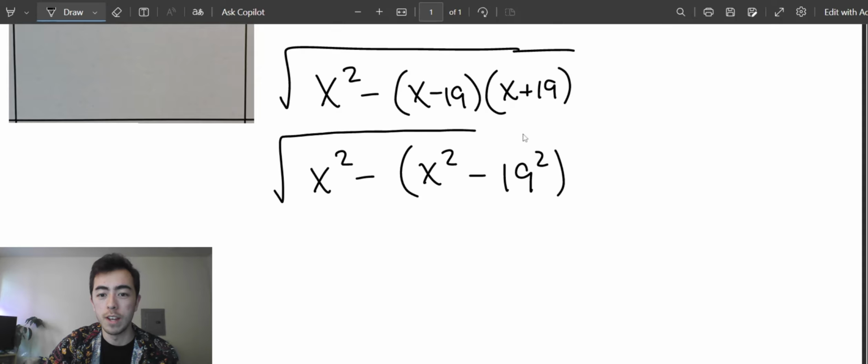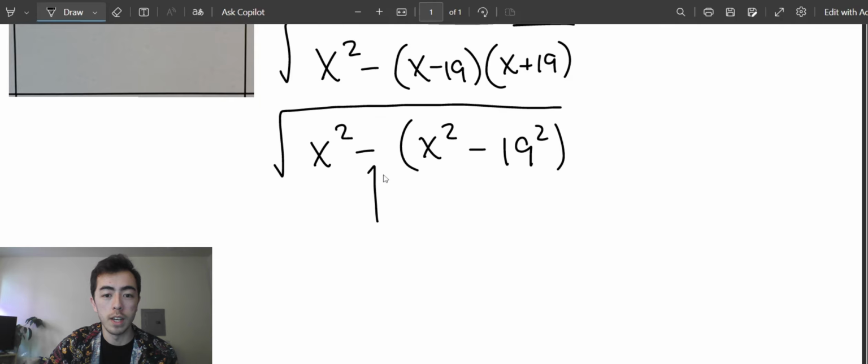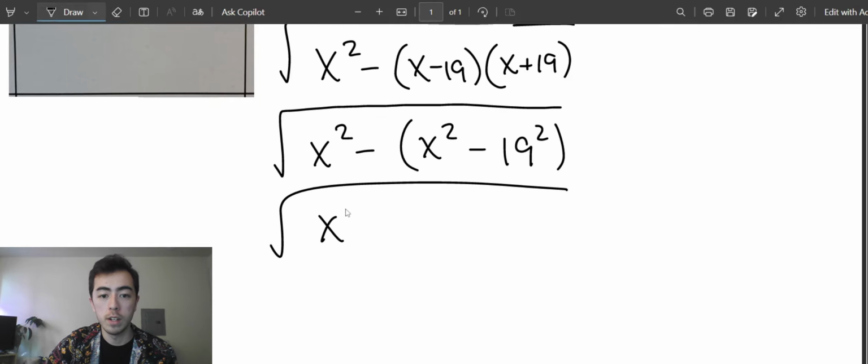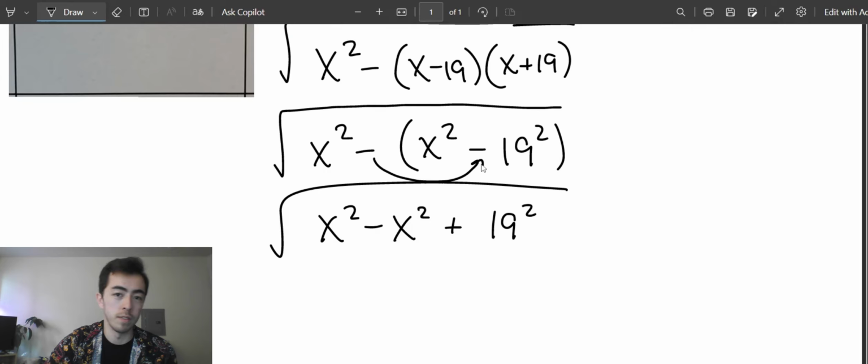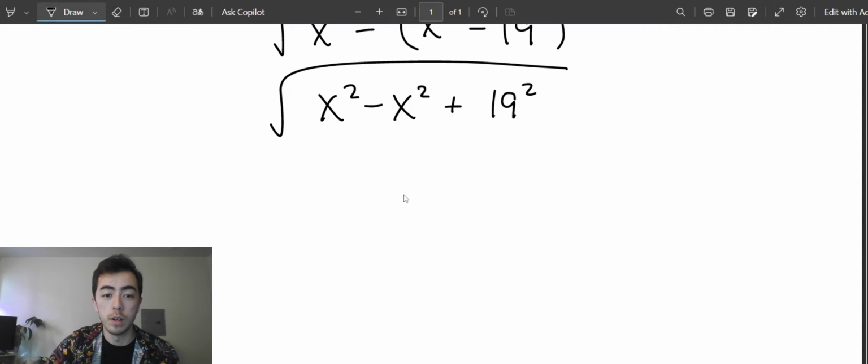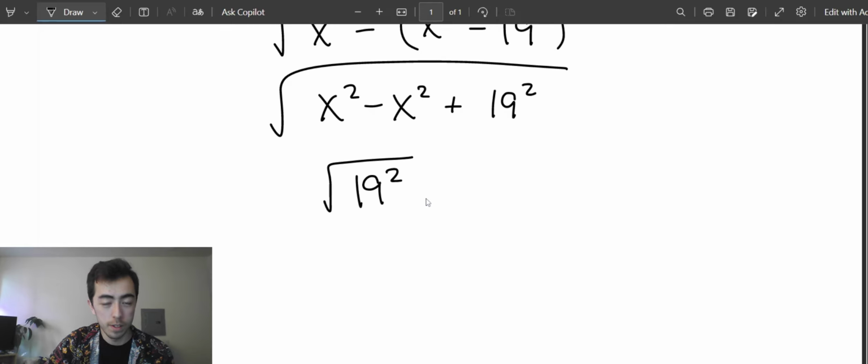I shouldn't forget this square root right here, because once I distribute this negative sign right here, I will get x squared minus x squared, and then a plus 19 squared. That's just because subtracting a negative is basically the same thing as adding. And then the x squared and the x squared cancel. So this is kind of me showing that it doesn't even matter what this x is. I will just be left with the square root of 19 squared.